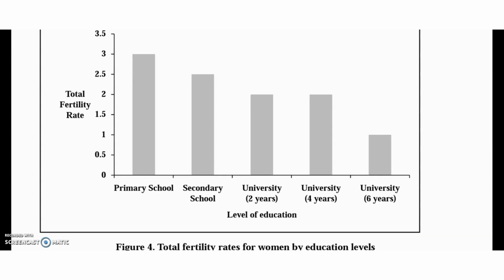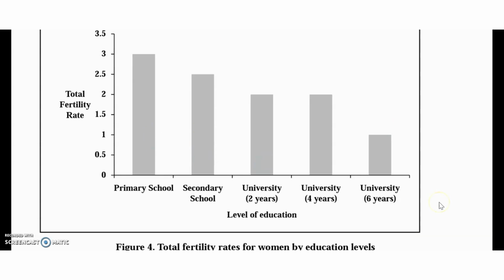The total fertility rate for those women who possess primary education is in fact 3 times higher than those who possess university education for 6 years. That's two. Thirdly, university education at 2 years and at 4 years respectively, both of them are basically the same total fertility rate, which is higher than that for university level at 6 years of education, but lower than primary and secondary in that order.